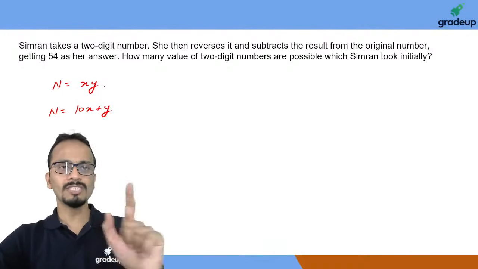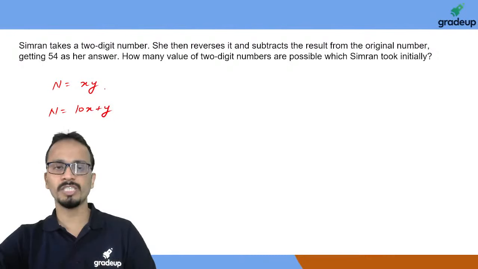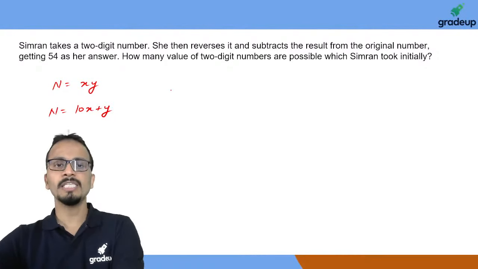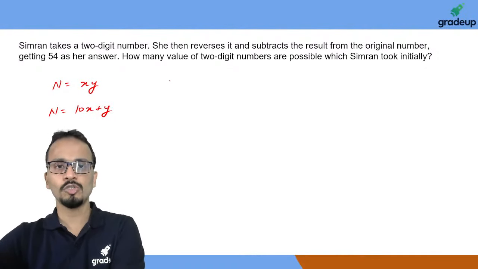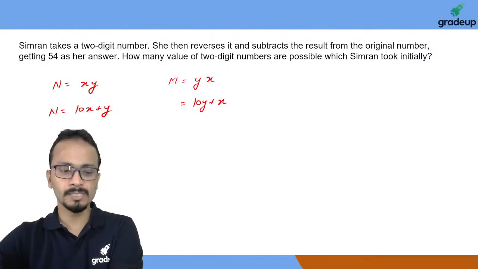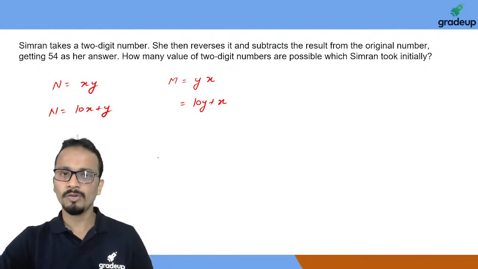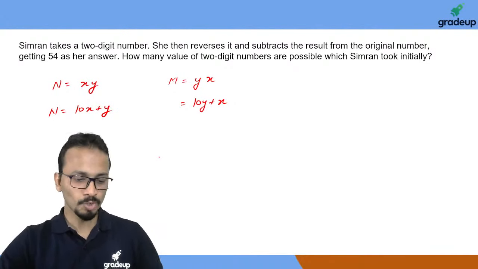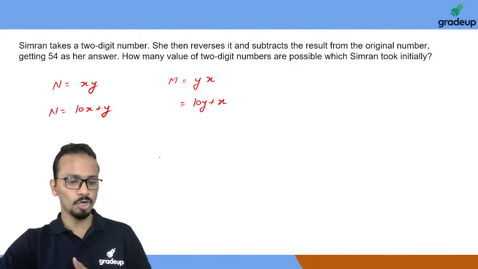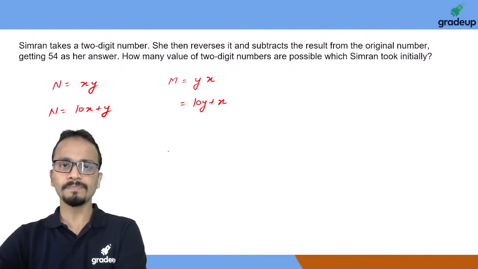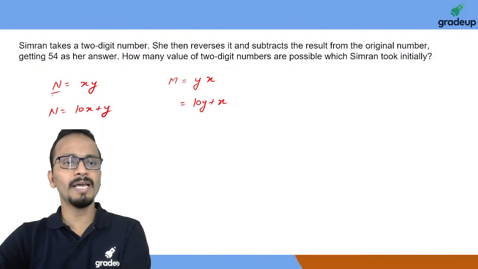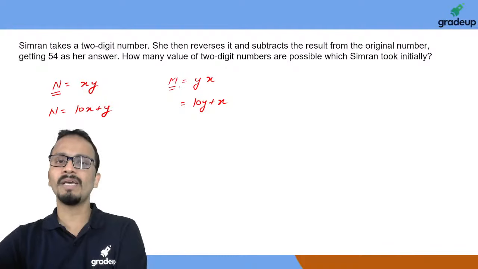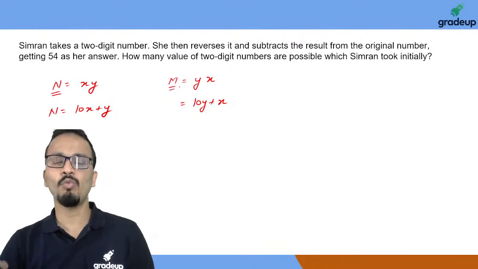Okay, so Simran takes a 2-digit number, which is xy. All right, she then reverses this number. So let's say the number formed by reversing is yx and can be taken as 10y plus x while we are dealing with this number in the equations. Good, Kalavati, Tanush, Nikita, all three of you were correct. Okay, so this is the original number n, and another number formed by reversing the digits is yx.